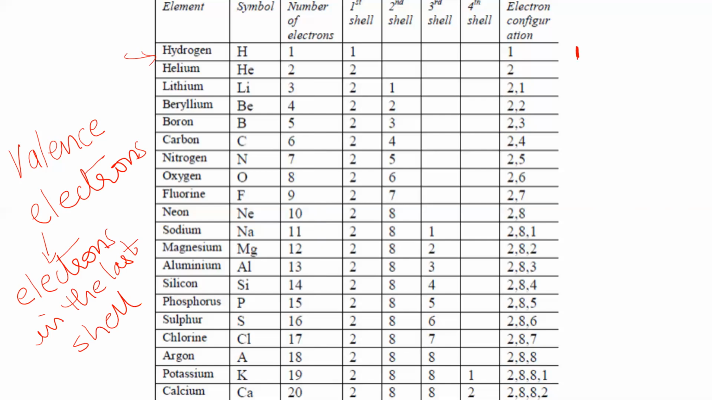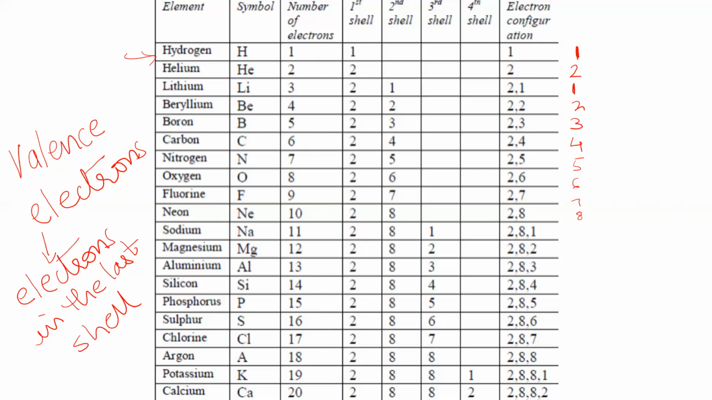Helium has only 2 electrons in the outermost shell, so its number of valence electrons will be 2. Similarly, lithium: the outermost shell is not shell number 1, but shell number 2. So it starts again with that number. It has only 1 electron in that shell. Then 2 electrons, 3, 4, 5, 6, 7, 8.